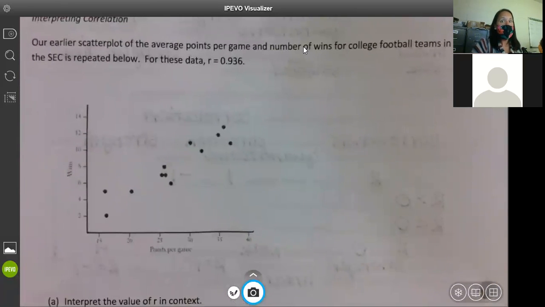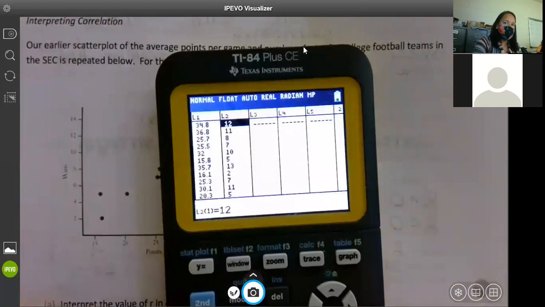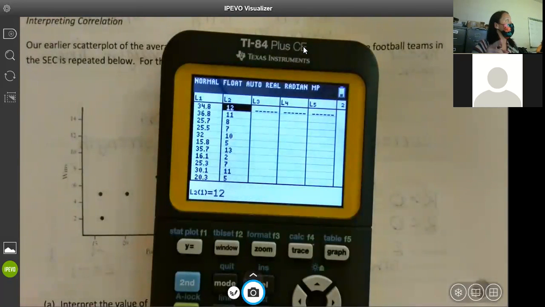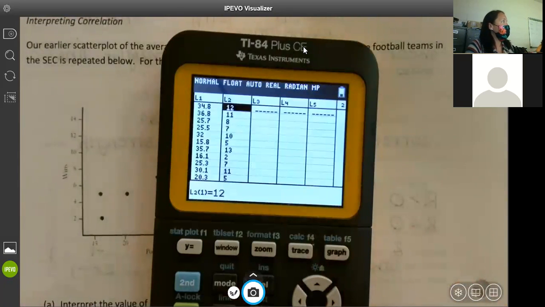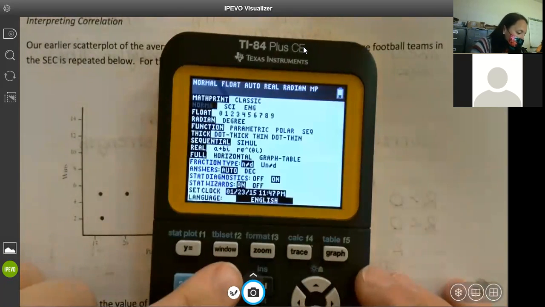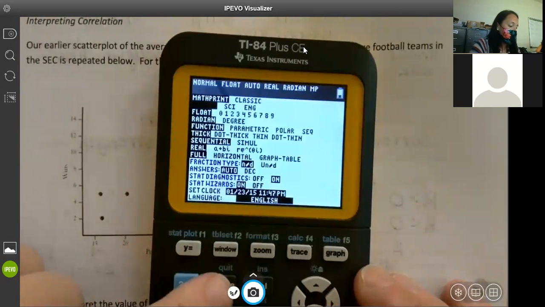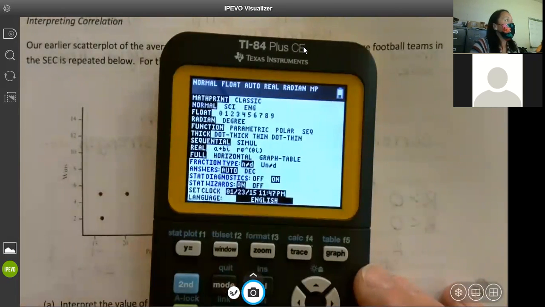Our earlier scatter plot on the average points per game and number of wins for college football teams in the SEC is repeated below. For these data, R equals 0.936. I don't know if I still have these data in or not. Yes, so we had this data in yesterday for the points and the number of wins, right? You guys remember doing linear regression? Our stat mode should be on. Mode and go to stat diagnostics. If that data is still in, you guys can do it or you can just watch.